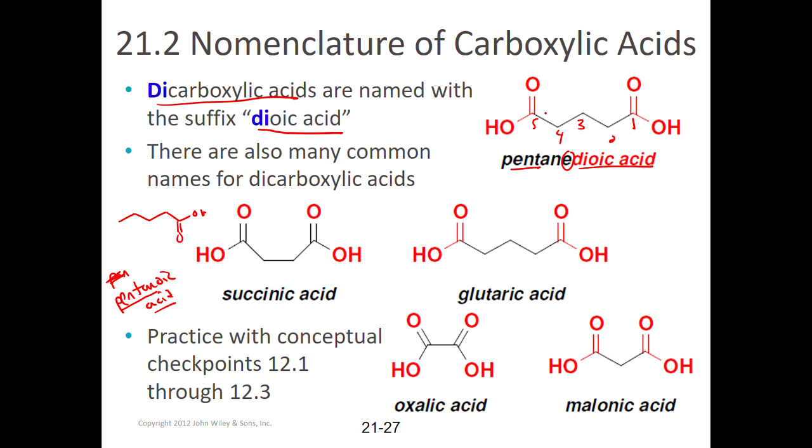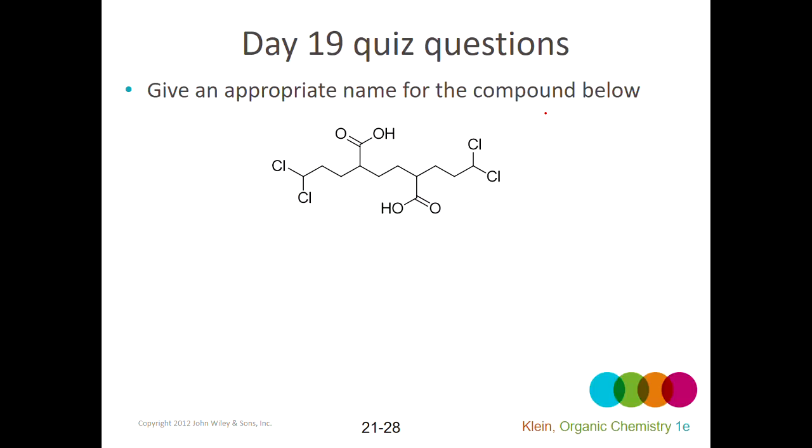Some of these dicarboxylic acids have common names, like succinic acid, oxalic acid, and malonic acid. You don't have to memorize those. Just be aware that, again, some of the shorter chain structures are still known often by their common names because those common names have been used so much for so long. All right, so we can use that now to name the structure from the quiz.